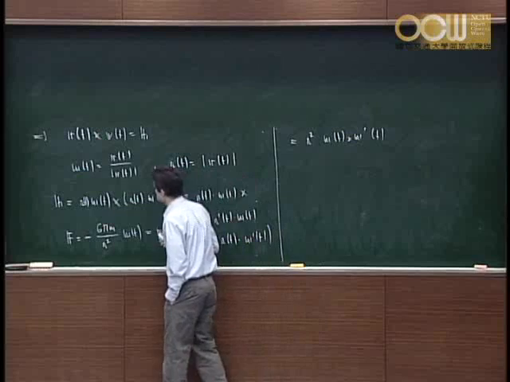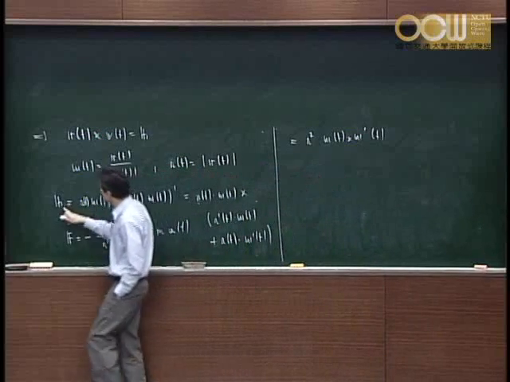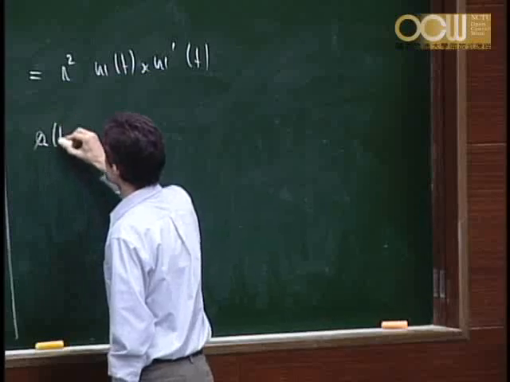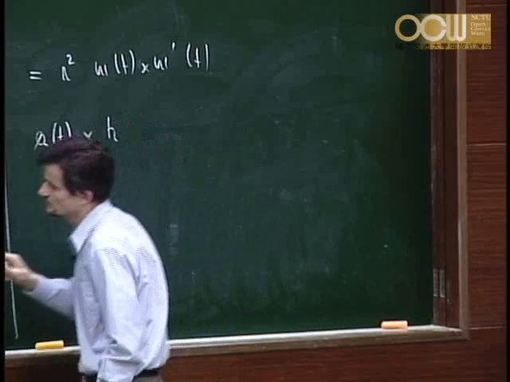Now, what I want to look at next is the acceleration times cross product with this vector h here.